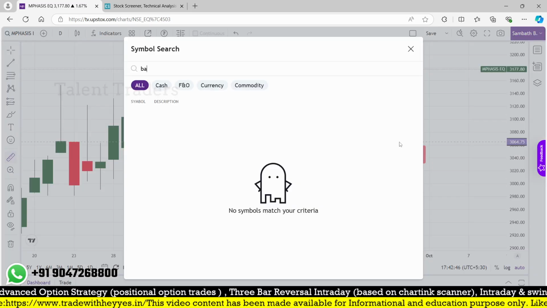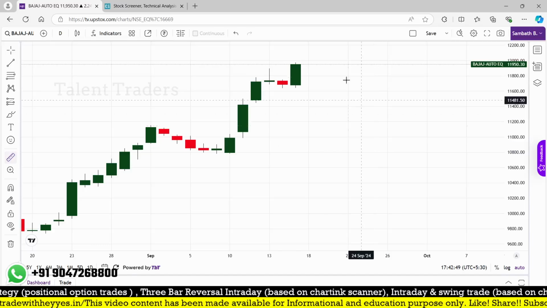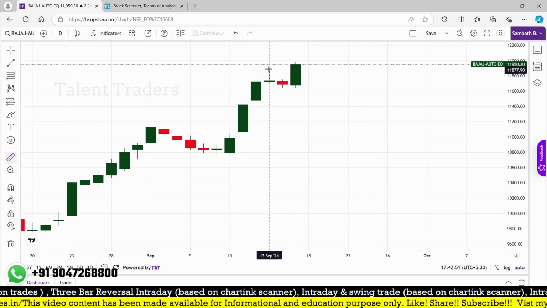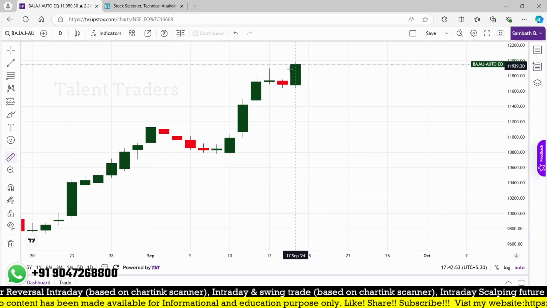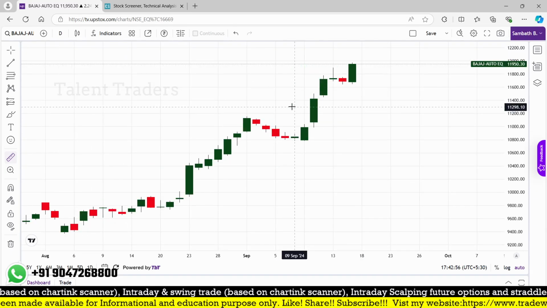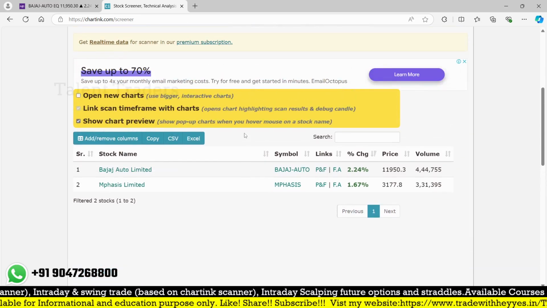In Bajaj Auto, we go for Bajaj Auto, and this is also a perfect one. It had a 2-day rejection, and that rejection price has now closed. Maybe we can positively expect a further upside move by tomorrow. Okay, it's a possible one.